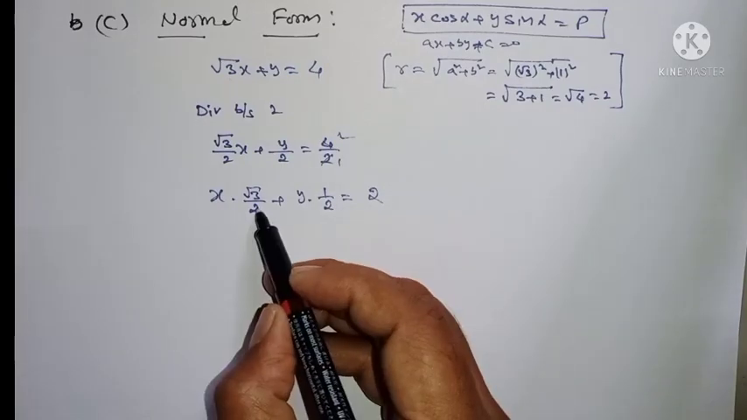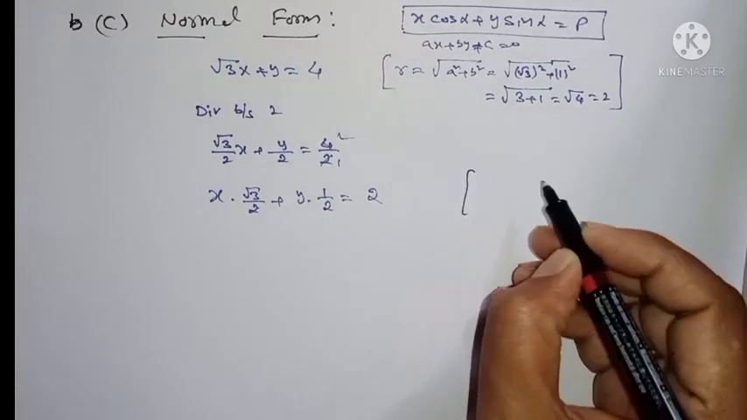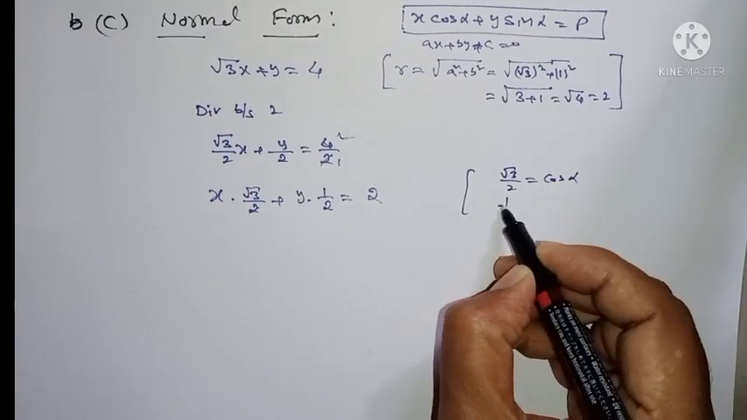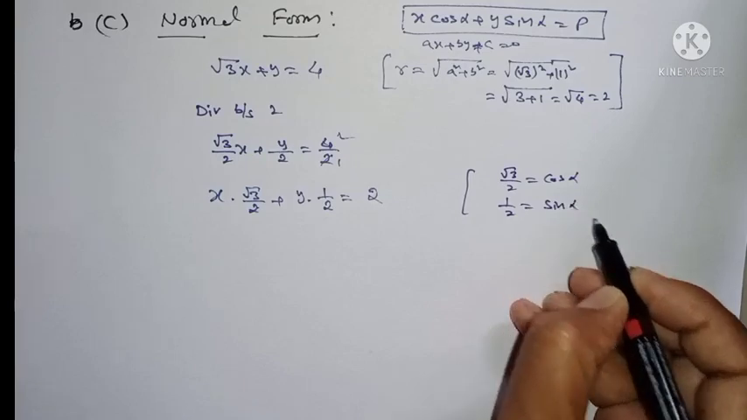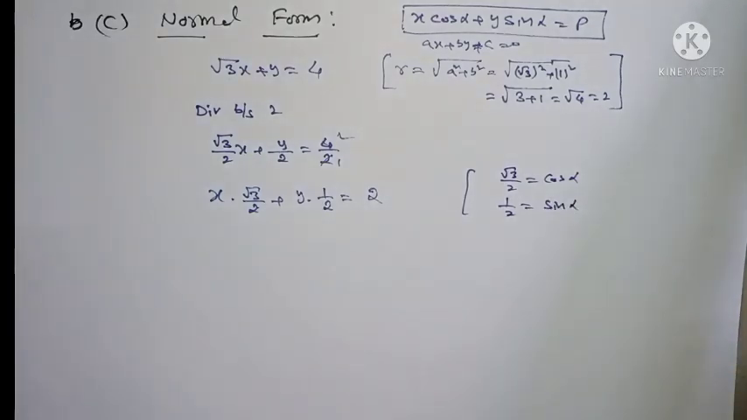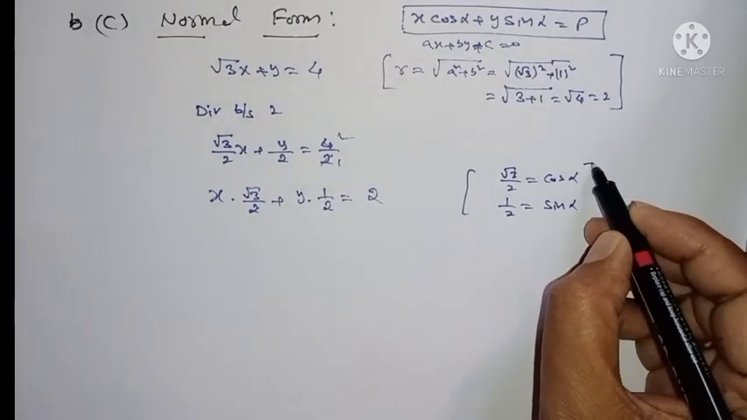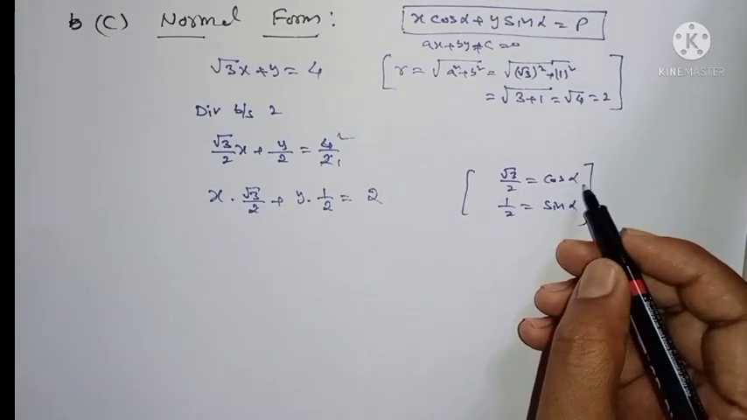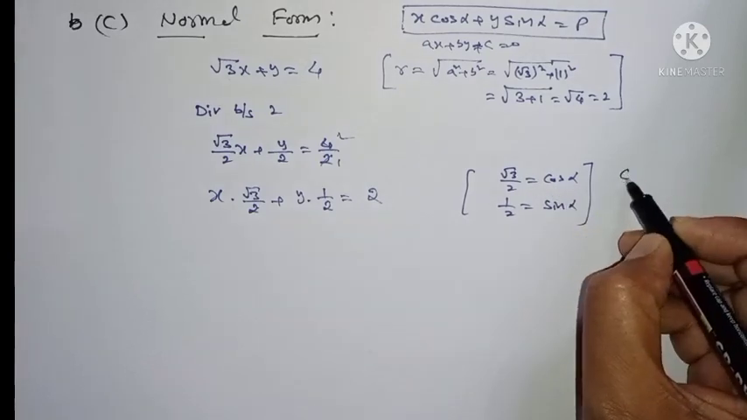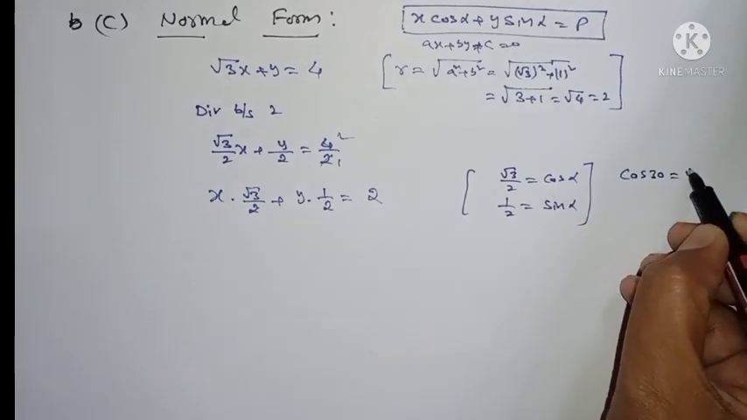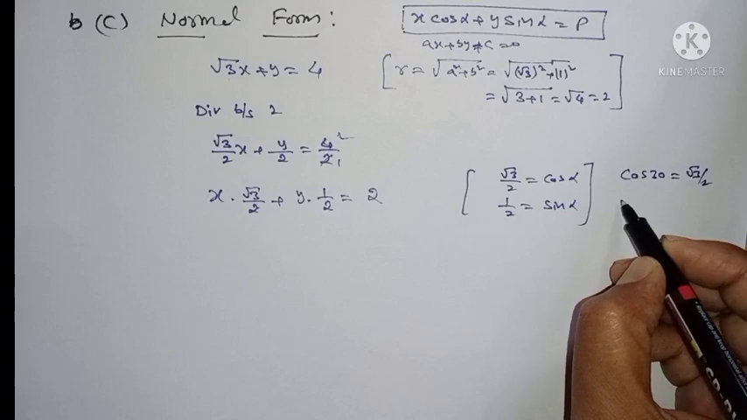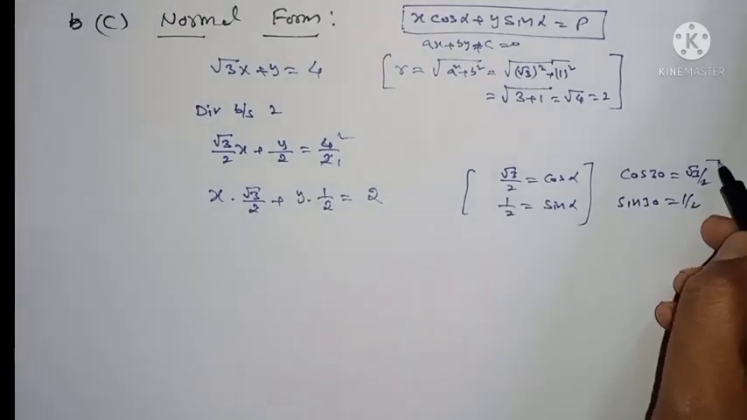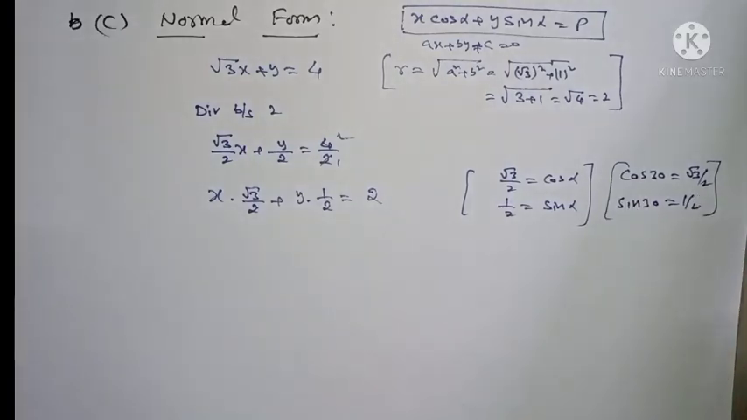What about cos alpha and sin alpha? You can observe here, root 3 by 2 is equal to cos alpha and 1 by 2 is equal to sin alpha. The alpha is the same but the values are different. Therefore alpha is equal to how much? It is 30 degrees only, because cos 30 is equal to root 3 by 2 and sin 30 is 1 by 2. Therefore you can assume that alpha is equal to 30 degrees.